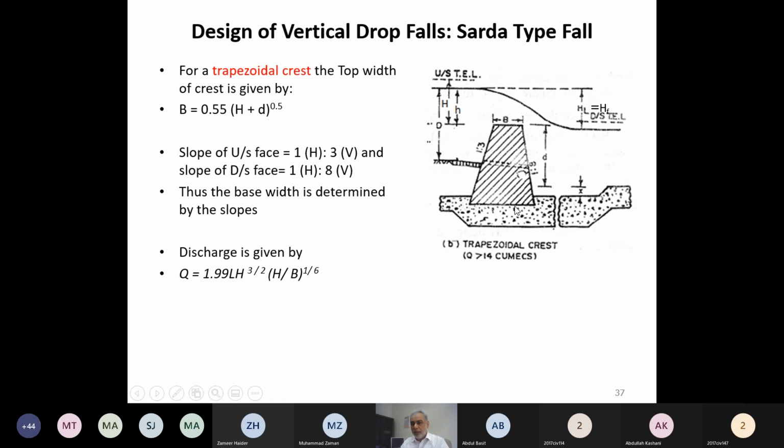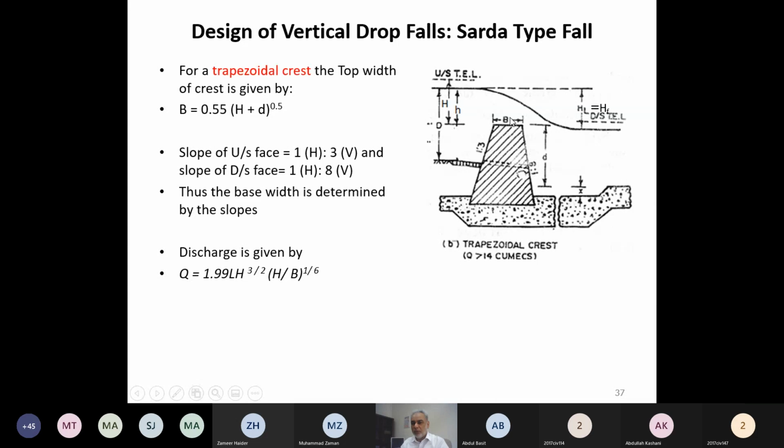So that will result in a bottom width. We don't have a formula for bottom width. If top width is fixed from this formula, then the bottom width can be decided based upon these slopes for the location where we want to place its bottom. Usually at the bed, at the downstream bed, we place the bottom of the fall, so we can use these slopes.